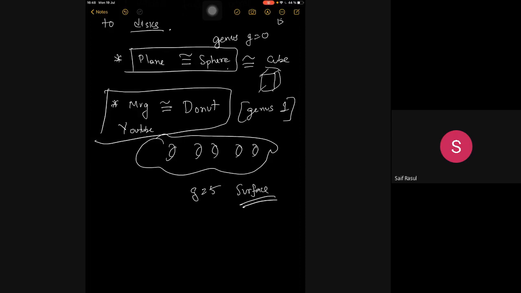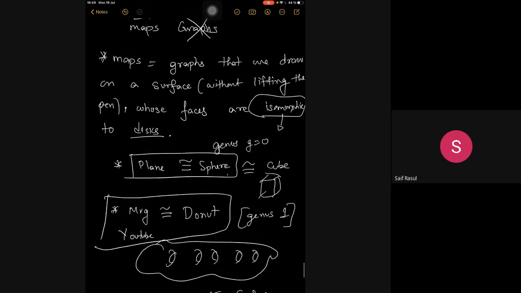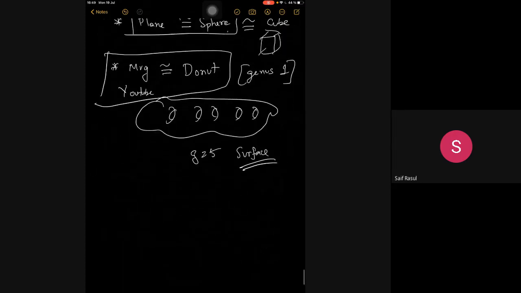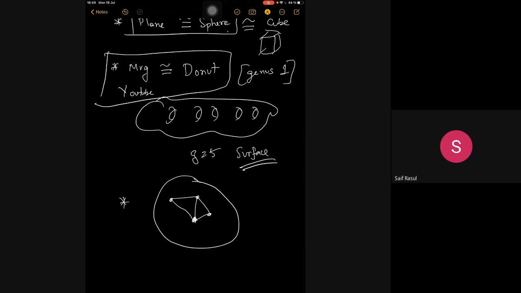So this is the idea. A map is a graph that we draw on a surface whose faces are isomorphic to disks. I'll just take 5 more minutes and then end today's session, and we'll discuss the other stuff tomorrow. That is, what do I mean by faces? I should specify that first. For example, this is a map. So how many faces does it have? Let's say I draw it here. How many faces does it have? Can someone say? 3. Yeah.